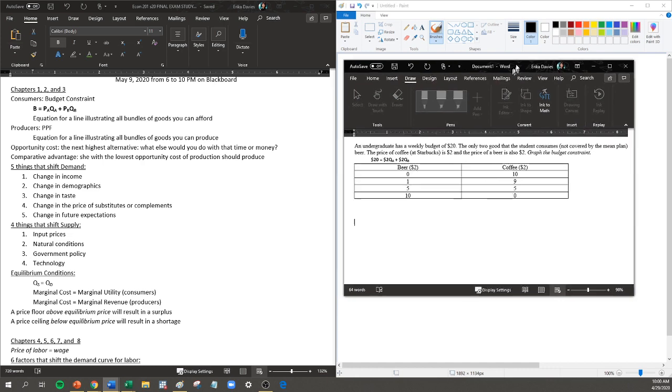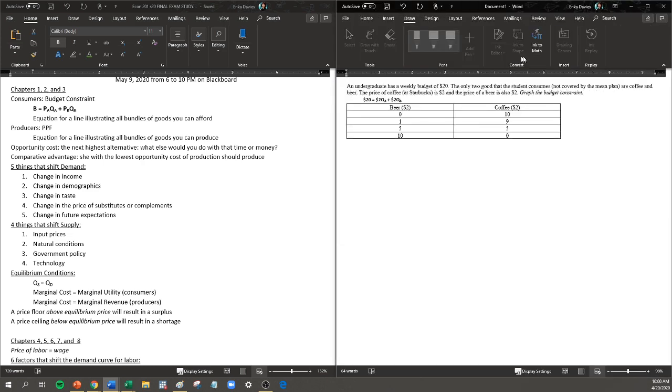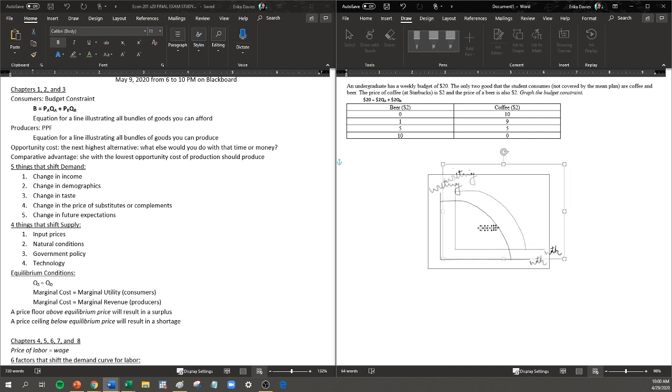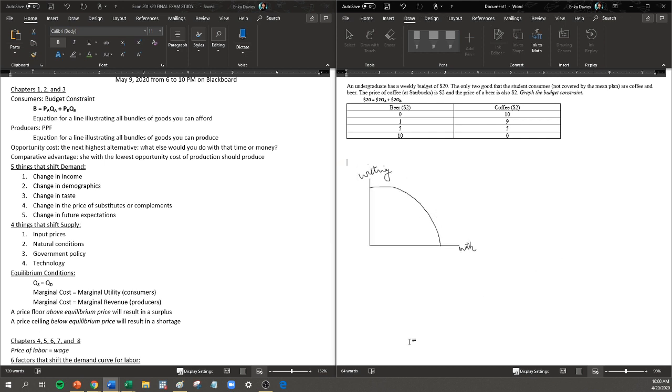And then we have the PPF. This is for producers. The PPF is very similar to the budget constraint, except that instead of showing bundles of goods that we can afford to buy, we're showing bundles of goods that we can afford to produce. So let's see what we can do here. This is a production possibilities frontier, a PPF, for a question having to do with educational economics. You are a principal of an elementary school, and you can produce writing scores and math scores.